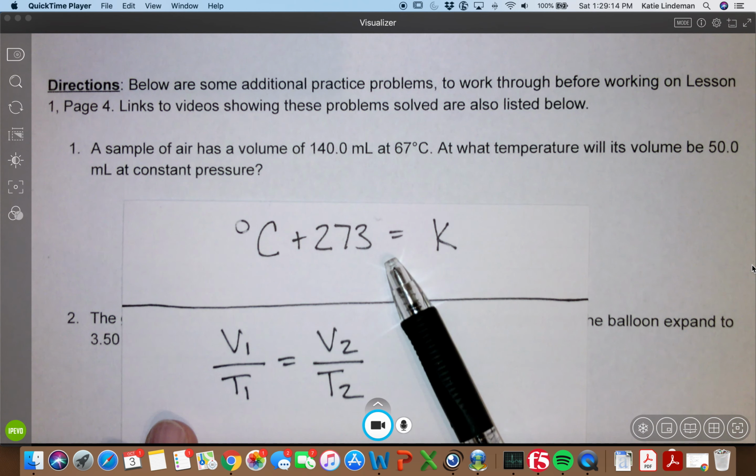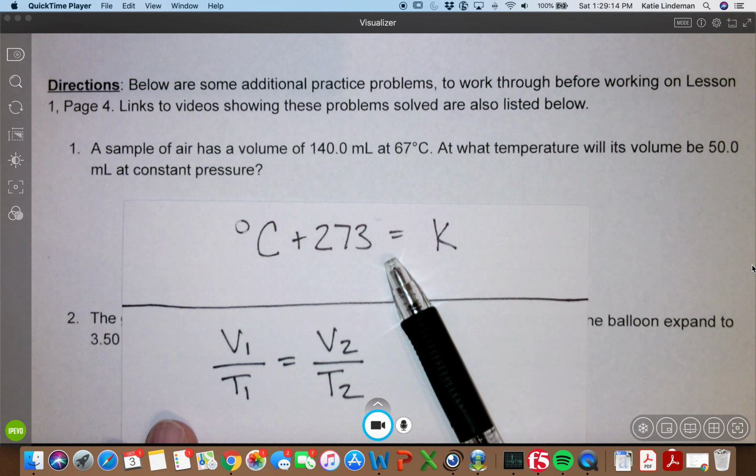Okay. All right, so now we're ready to go. So these are the variables that we're working with. So I want to identify what my variables are. Just off to the side, I'm going to write volume 1 equals, temperature 1 equals, volume 2 equals, and temperature 2 equals. And then I'm going to read through my problem.